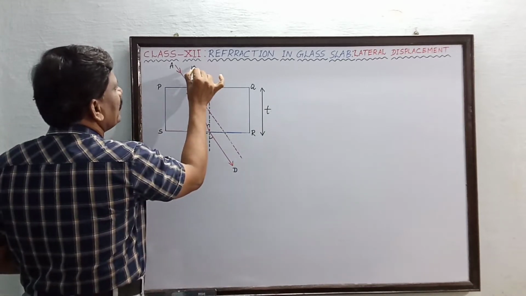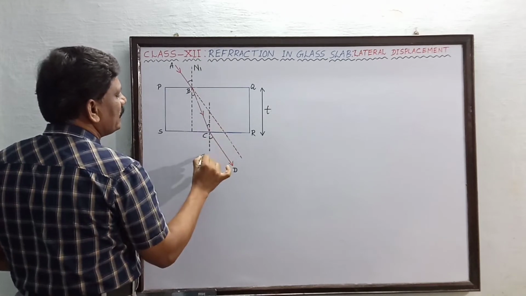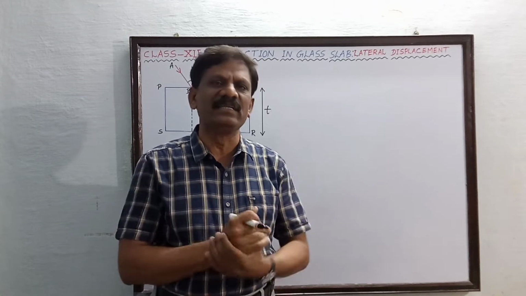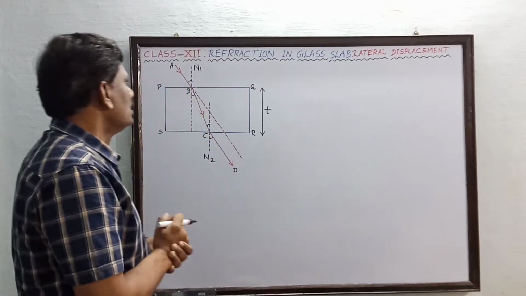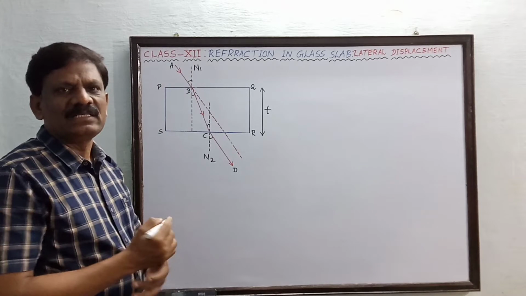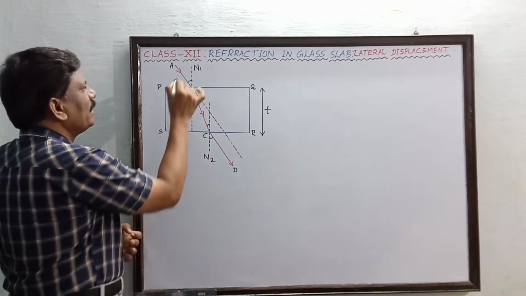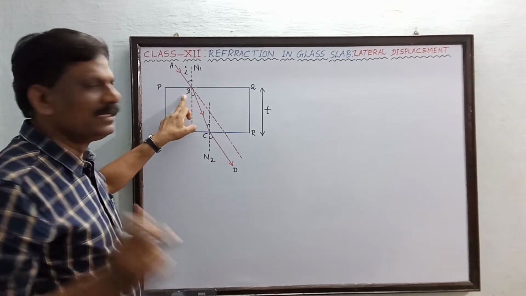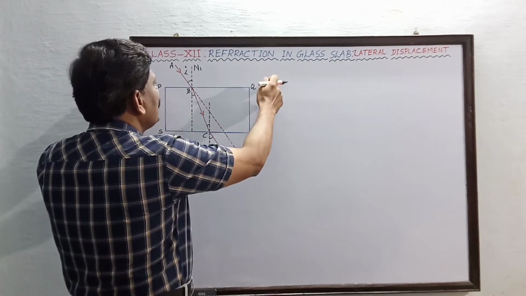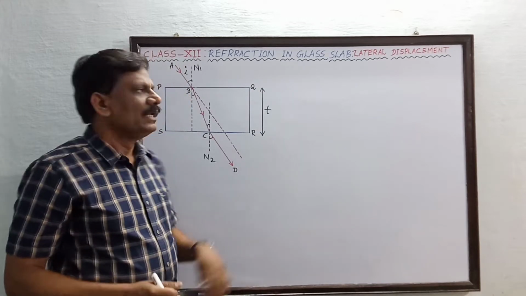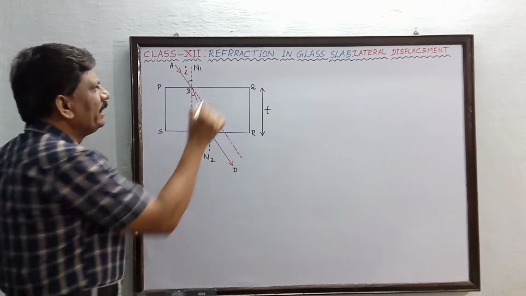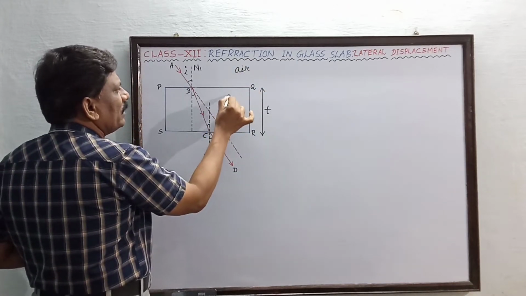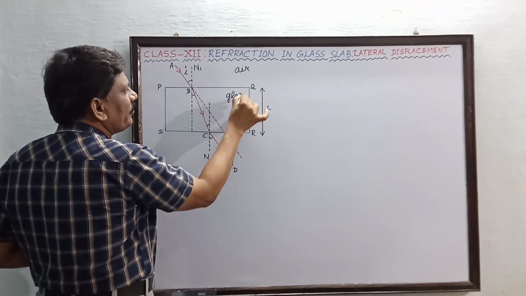This is N1 and this is N2. These are the two normals drawn at the two refracting surfaces. AB is a ray of light which is incident at an angle i. So AB is the incident ray which falls on the surface PQ. Above PQ, the medium is air. Below PQ, the medium is glass.